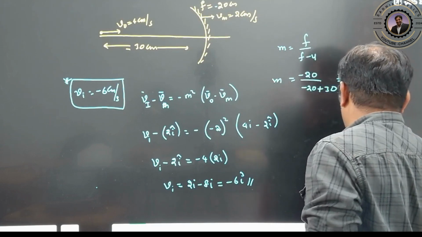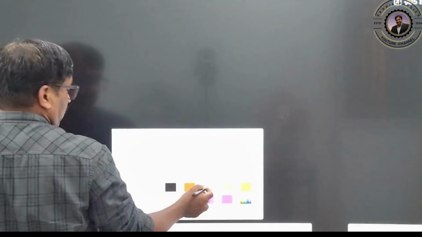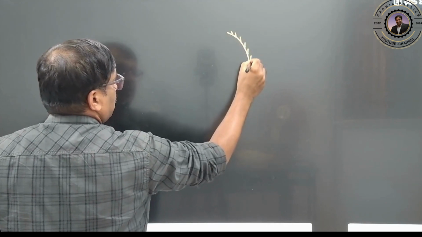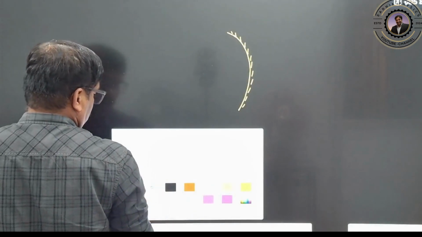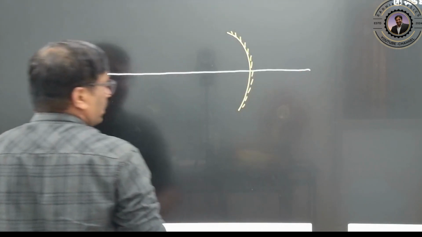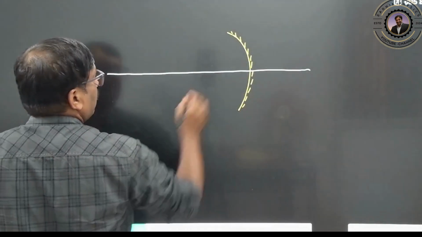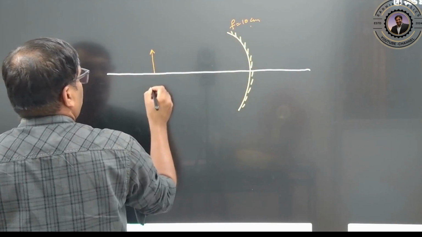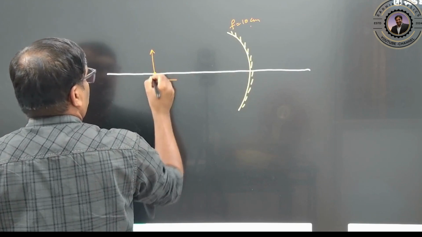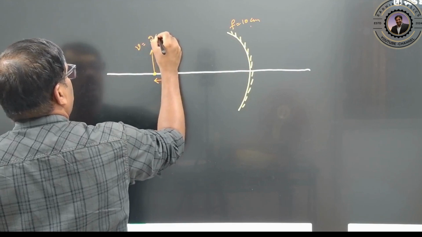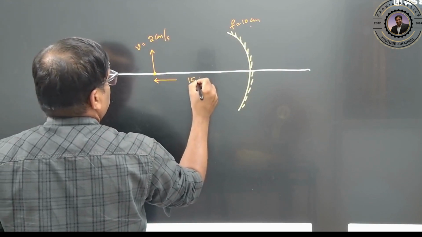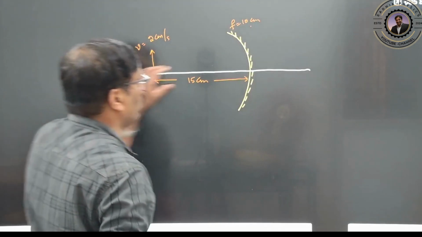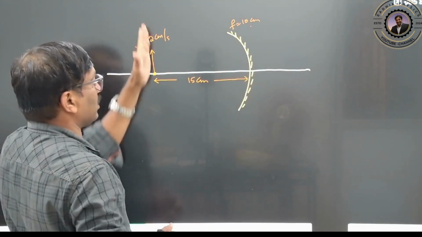Clear? Now here one more concept is there, one more doubt. Suppose there is one mirror. This is one mirror. Here there is light, and here there is the principal axis. Suppose the focal length is 10 centimeters. Here there is an object, and it is going like that. The object is going with a velocity of 2 centimeters per second, at a distance of 15 centimeters. Clear? So this object is not moving toward the mirror. It is going like this.